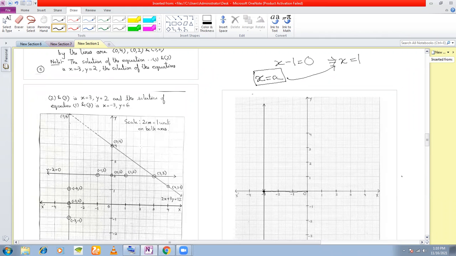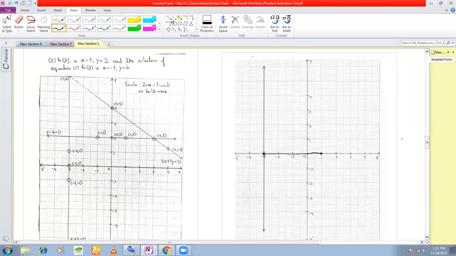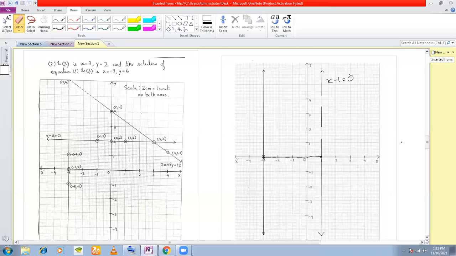Since you have x is equal to +1, from the origin you move 1 unit in the positive direction. You will end up here, and now from here you're going to draw a straight line that is parallel to the y-axis. So this represents your line x minus 1 is equal to 0. Are we clear now? Yes, sir.